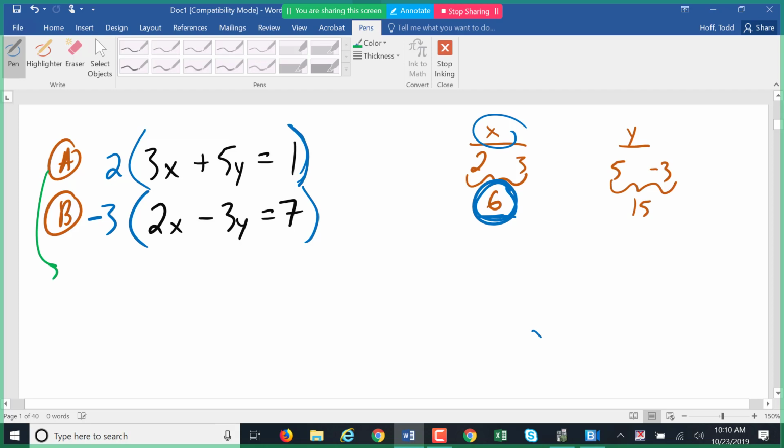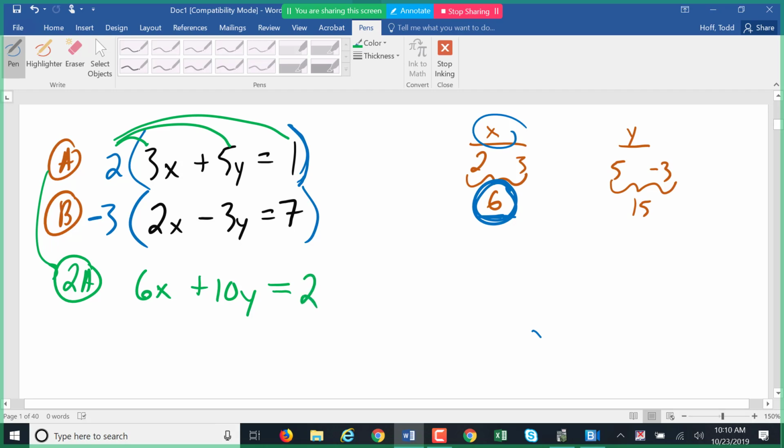So now, bring equation A down here. 2 times equation A, 2 times 3x is 6x. 2 times 5y is 10y. Equals, I have to remember to multiply the constant on the other side as well. 2 times 1 is 2. So that is 2 times equation A. Equation B, I'm going to do negative 3 times equation B. Distributing the negative 3, negative 3 times 2x is a negative 6x. Negative 3 times negative 3y is a positive 9y. Equals, negative 3 times 7 is a negative 21.